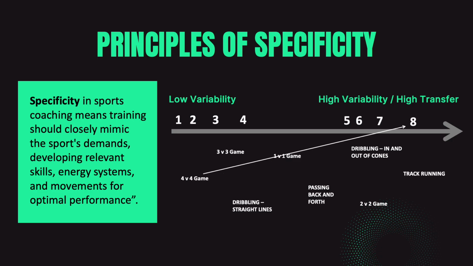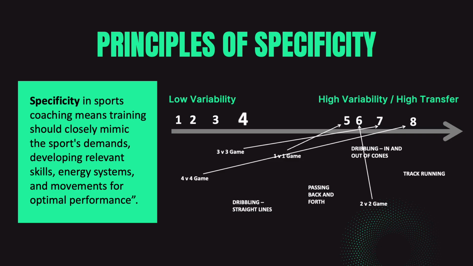8, as close as possible, is 4v4. Then we would go to another game, because it's game-like, and we'll look at probably 3v3. And then we'll go on and on. 6, I would probably say, is the 2v2. And then we keep coming away from the game itself. So 5 would be the 1v1 game. And then we probably shift down a bit.